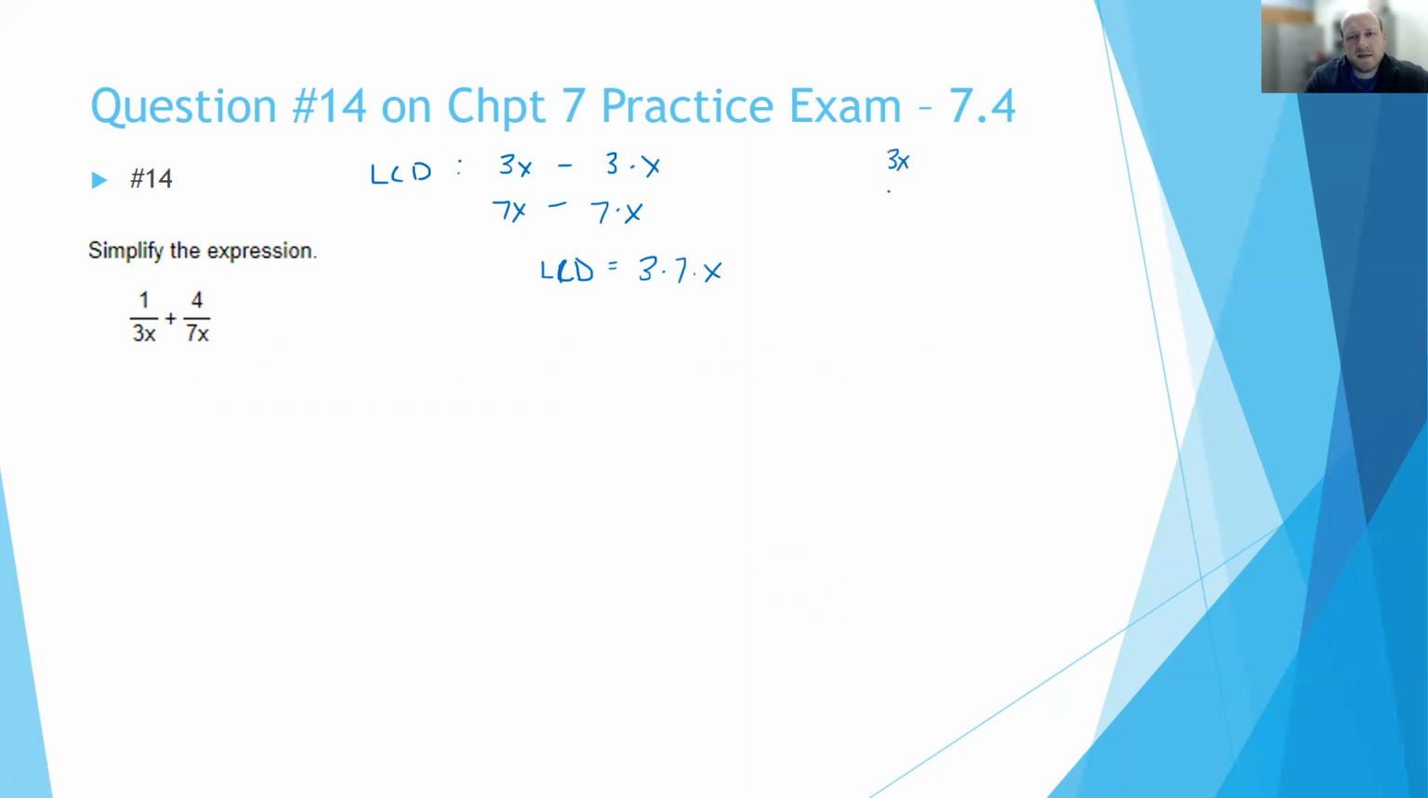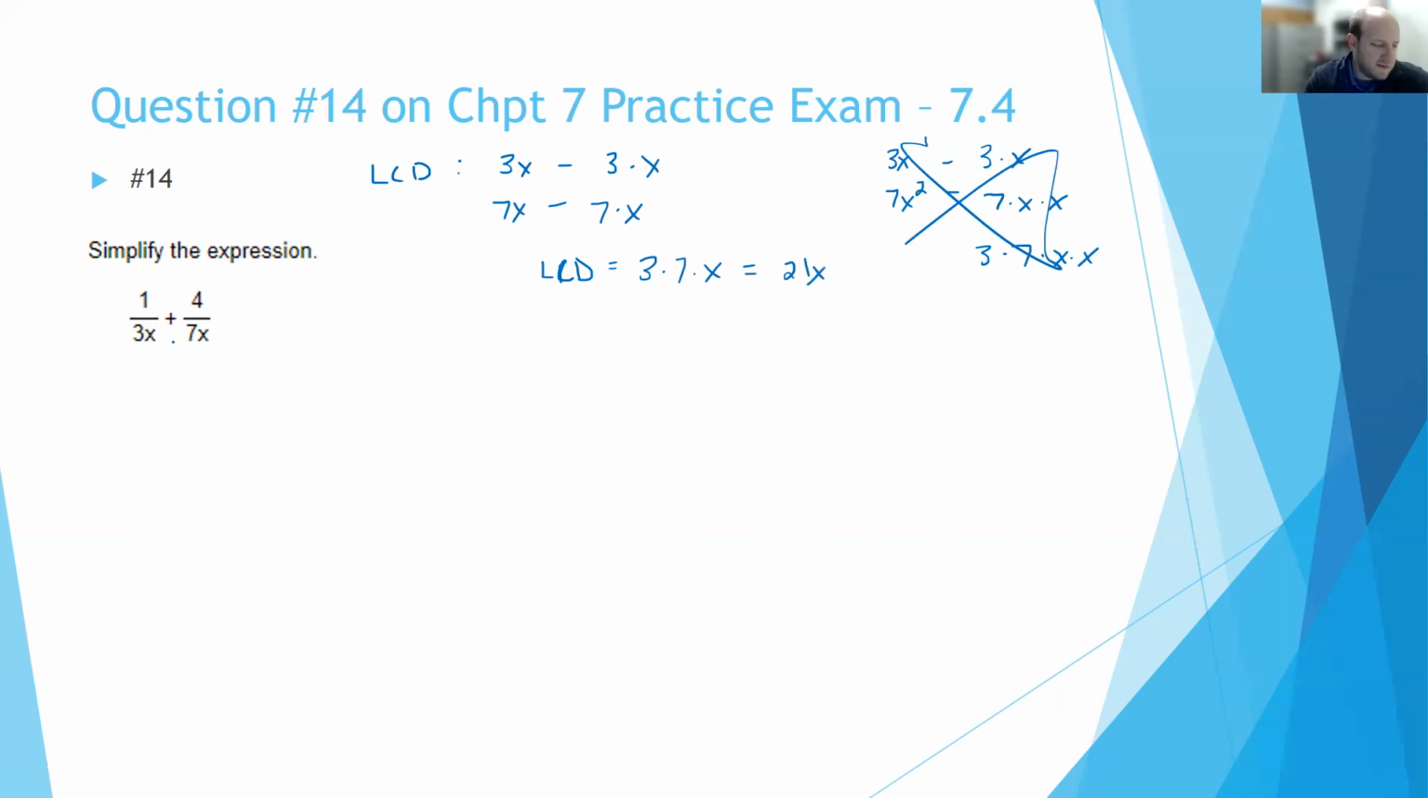If I had something like 3x and 7x squared, I would break that up into 3 times x and then 7 times x times x. And so for my LCD, I would need 2 of the x's because it's the most number of those. But this isn't the question. So my LCD is equal to 21x in this case.